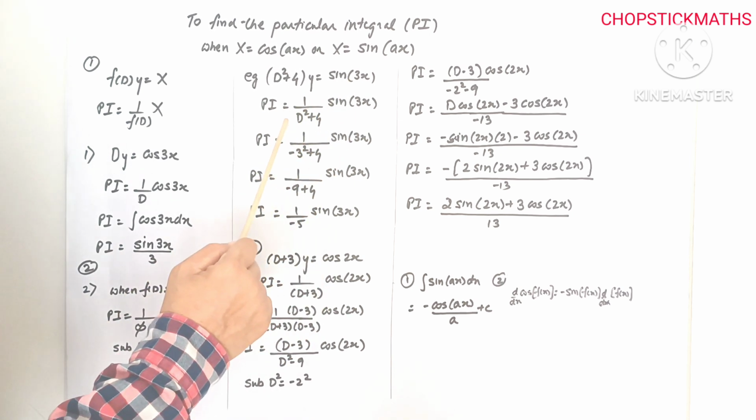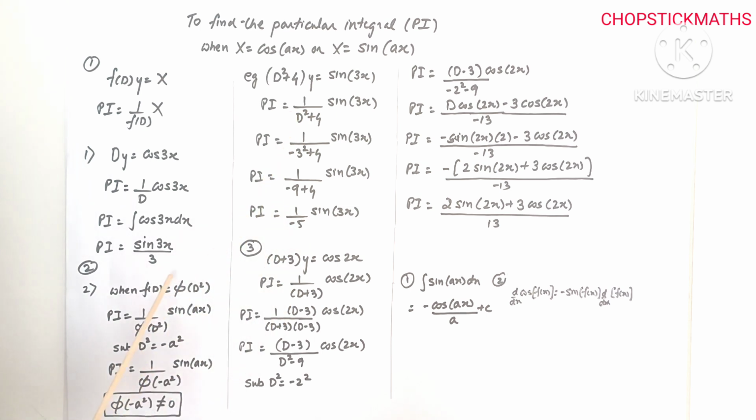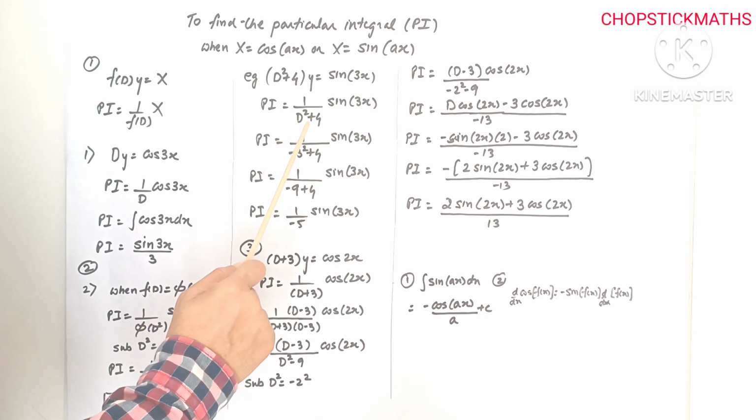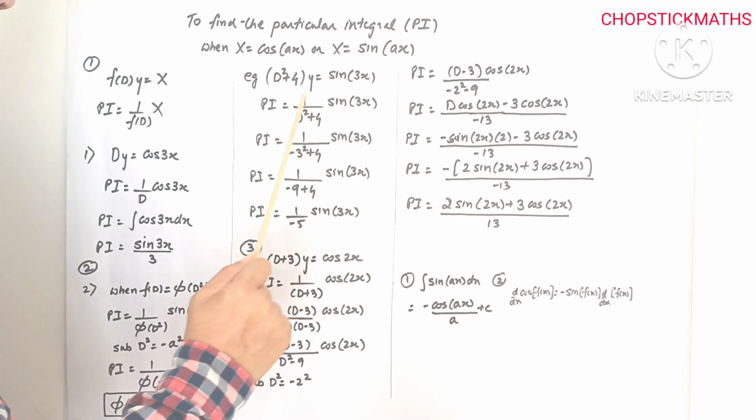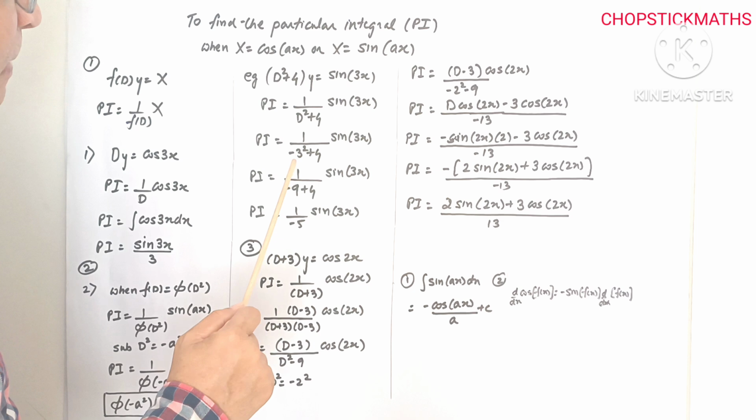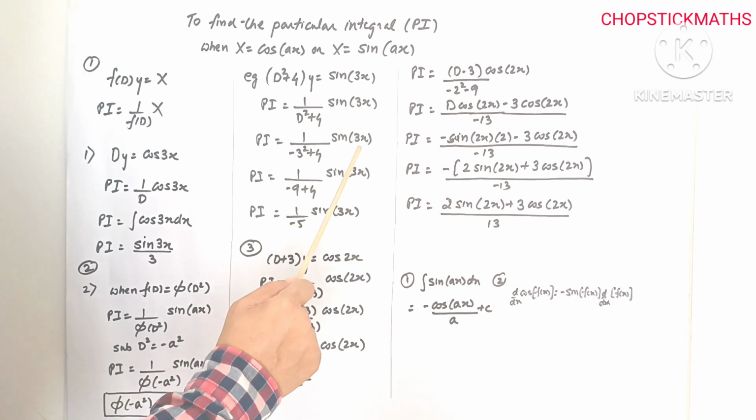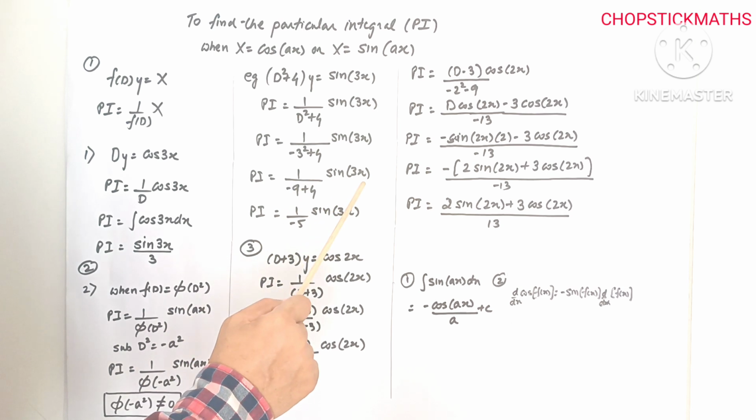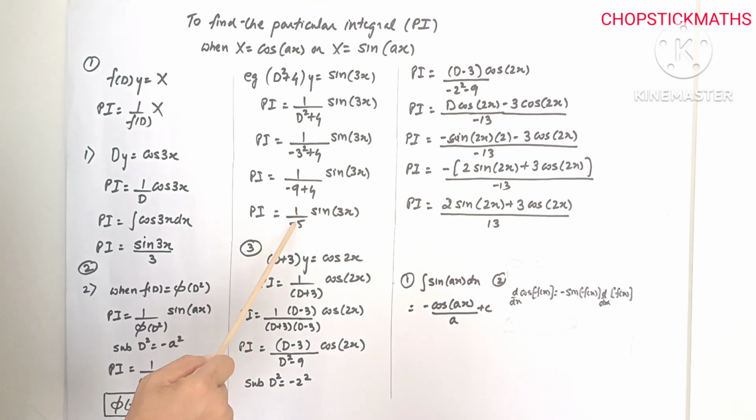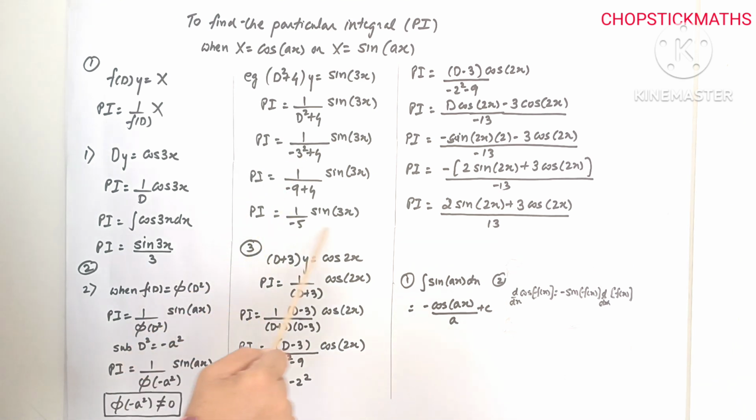Now, since f of D is a function of D square, that is f of D is phi of D square, we'll have to substitute D square as minus a square, and a here is 3. So, PI will be equal to 1 upon minus 3 square plus 4 into sin 3x. Therefore, PI is 1 upon minus 9 plus 4 into sin 3x. Therefore, PI is equal to 1 upon minus 5 into sin 3x. Here we can see that phi of minus a square is not equal to 0. Therefore, the PI is 1 upon minus 5 sin 3x.